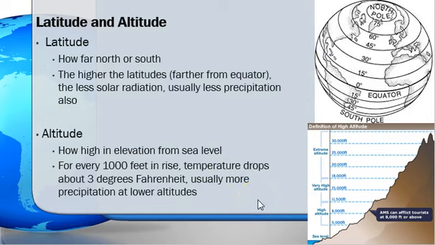Altitude, on the other hand, is talking about how far away you are from sea level, so basically how high up you are. And you're going to notice that every 1,000 feet that you rise in altitude, the temperature is going to drop about 3 degrees Fahrenheit. And in addition, you're usually going to have more precipitation at lower altitudes and less precipitation at the higher altitudes. So we're basically going to see when we start looking at biomes that our biome pattern going from the equator to the poles is going to be very similar to our biome pattern going from a low altitude to a high altitude. And that's because they're following similar temperature and precipitation patterns.